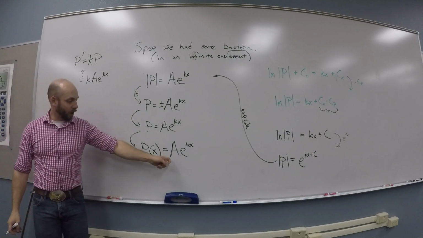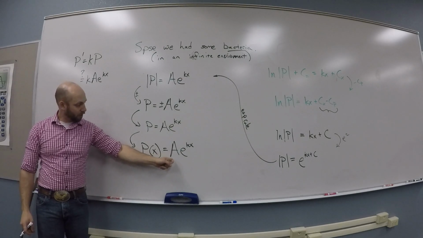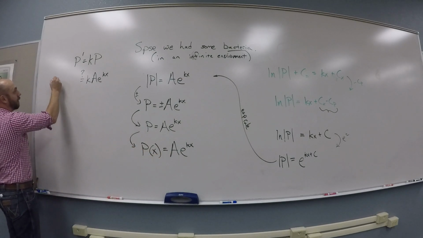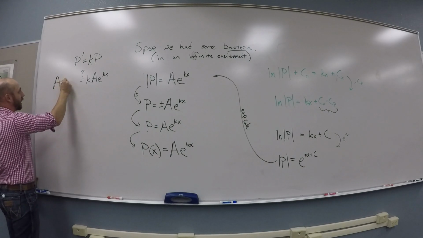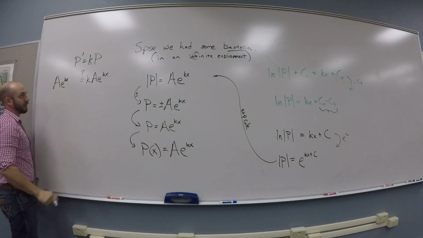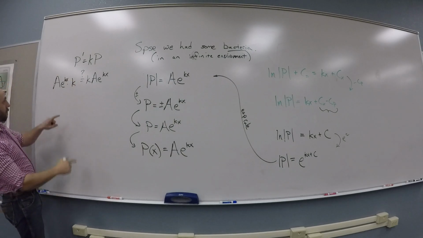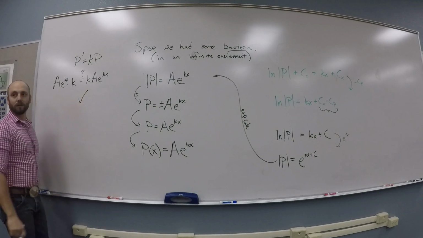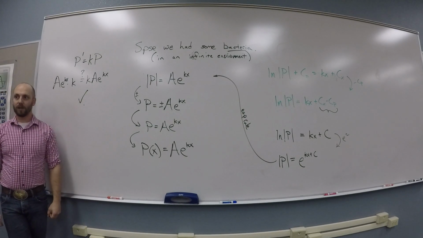Well, I have to take p prime. So differentiating, I get a, and then I need the derivative of e to the kx, so you get e to the kx times k. Check. Cool. All good with that?